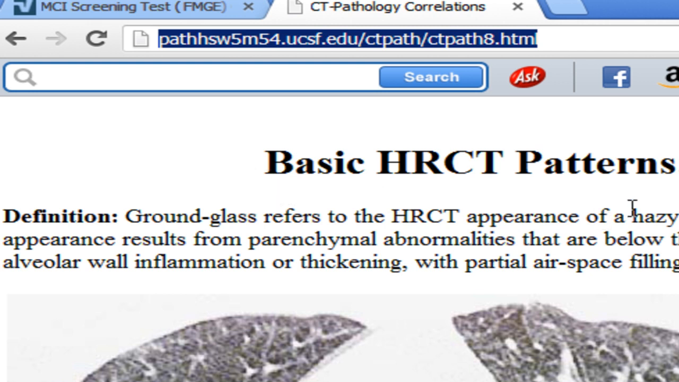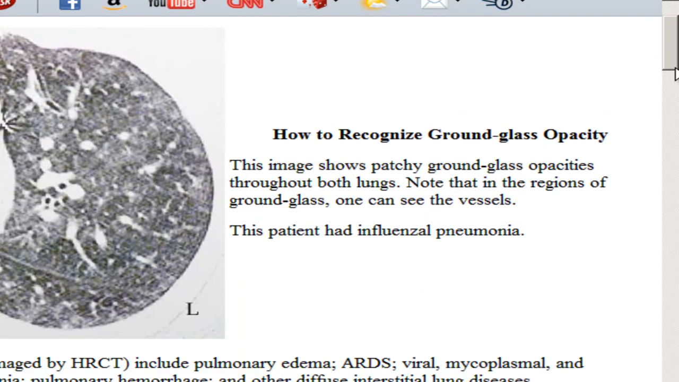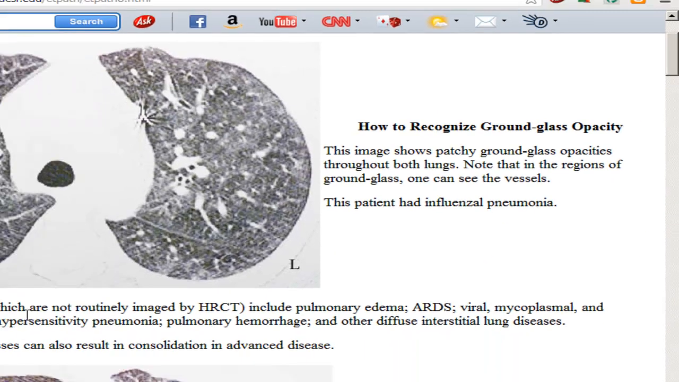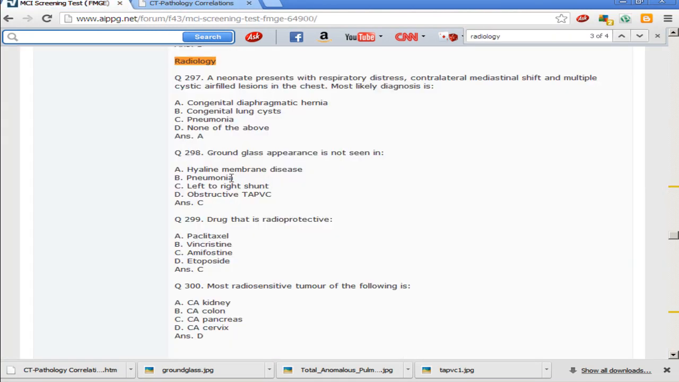You can see the basic HRCT patterns and ground glass opacities, and you can see here this patient had influenzal pneumonia, and then you can go down and you can see that common causes include ARDS, viral, mycoplasmal. Of course he has written for adults, but it applies to children as well in this case. So pneumonia does show ground glass appearance. The two options here are left to right shunt and obstructive TAPVC.